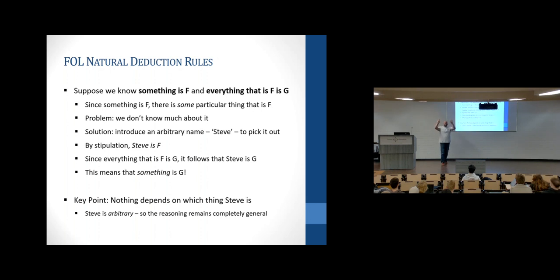Notably, even calling it the thing is kind of a mistake, because Steve might in fact be referring to a bunch of different objects. So we don't know much about Steve, but we know by stipulation Steve is F. Because who is he? He's just an arbitrary name that we picked out to name whatever happens to be F, the thing that is F, right? Because again, we know something's F. Then, since we've stipulated that Steve is F, and we're told everything that's F is G, we can conclude that since Steve is an F, he must also be a G.